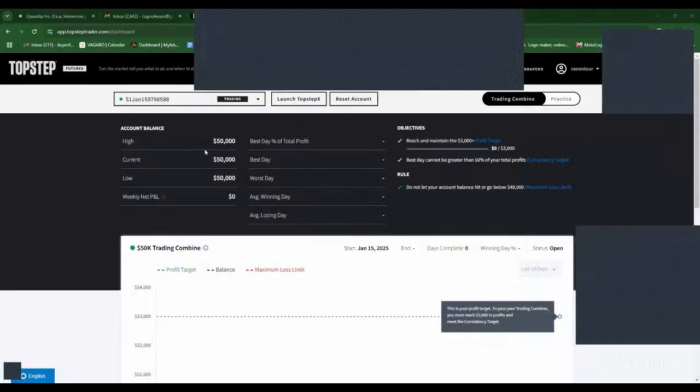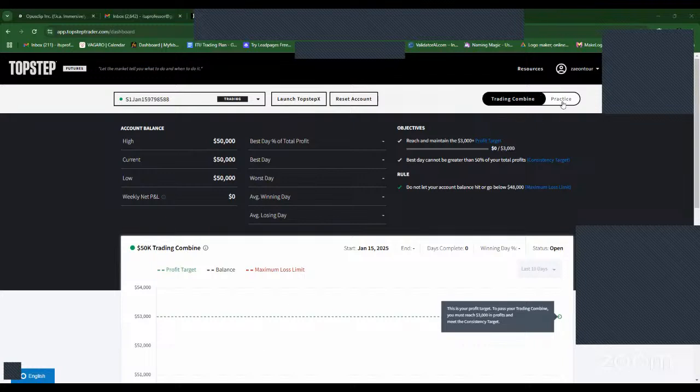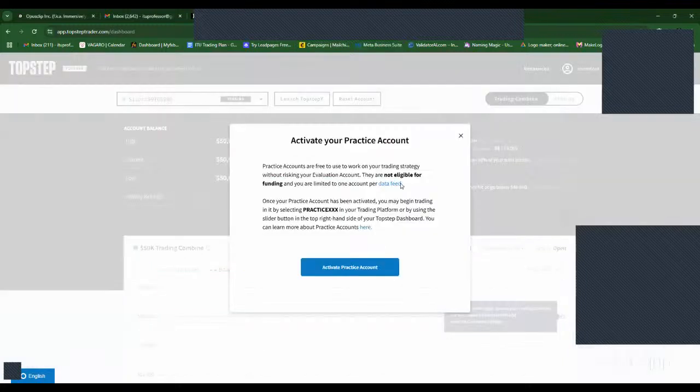Yeah, I can show you here. Let's go share. Cool. All right, so trading combine, you'll see what the account size is. You'll see what account you're using and all that stuff. But over here on the right, it'll say practice. So you'll activate the practice account.